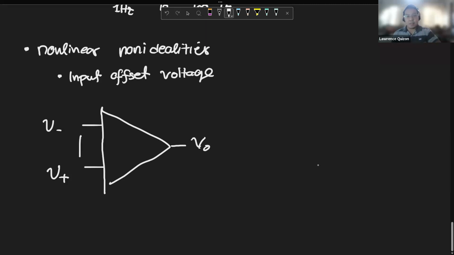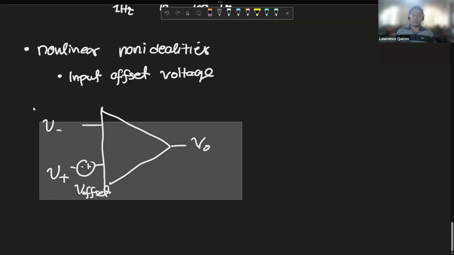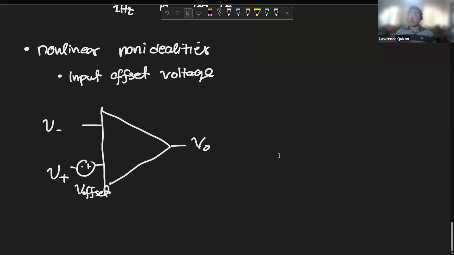What happens is the op-amp sees a difference between our inputs that shouldn't be there. So if you short these two, your input should be 0, right? Because the inverting and non-inverting inputs are equal. But in this non-ideality, the op-amp sees a voltage difference, no? And this is your offset voltage. So that's your input offset voltage.